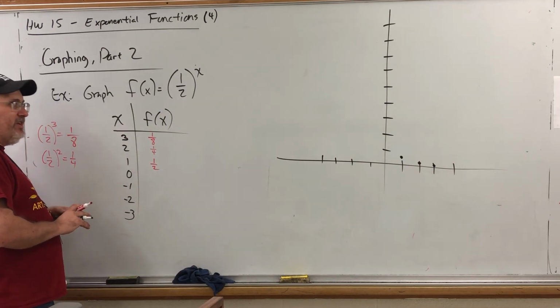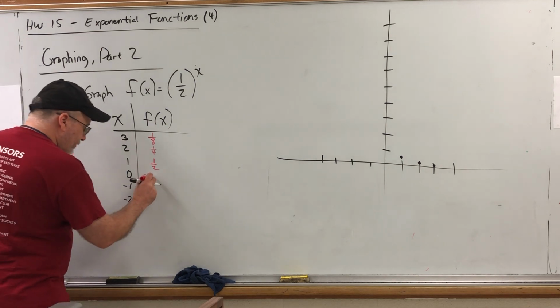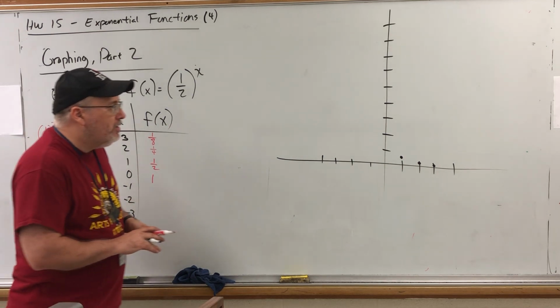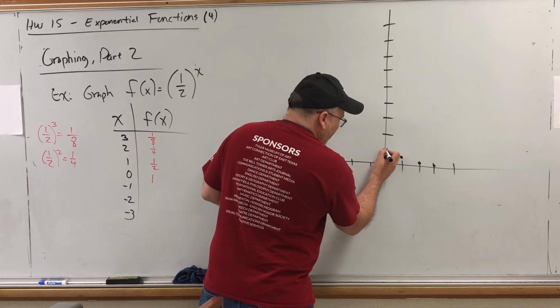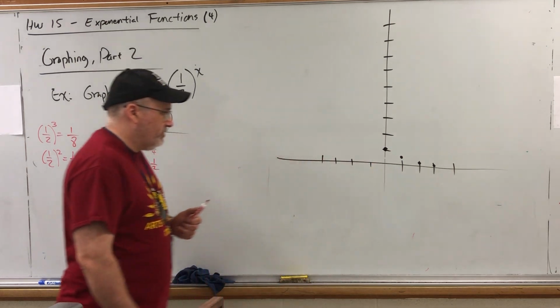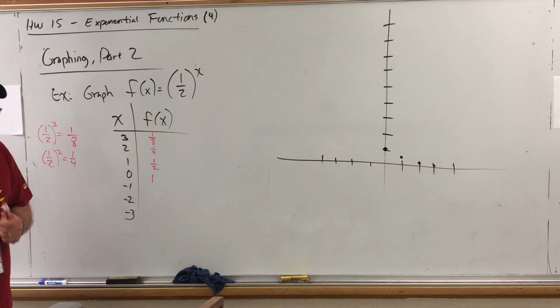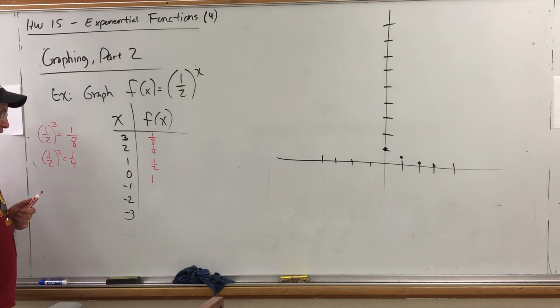0 is easy because anything to the 0 power is 1. Except 0 to the 0 power. So when we put in 0, we get a value of 1. Y'all see what's happening here? We're kind of getting the same graph, but it's oriented differently.